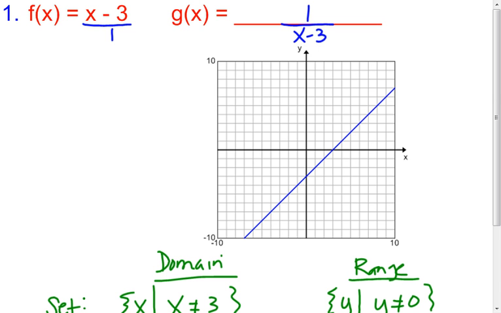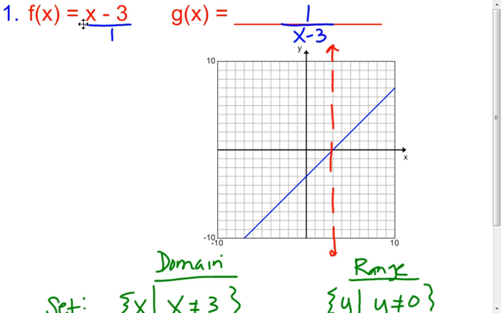If you think about setting that denominator equal to 0, x minus 3 equals 0, it would be 3. That makes that denominator have a quantity of 0, which of course is illegal. So you will have a vertical asymptote at x equals 3.